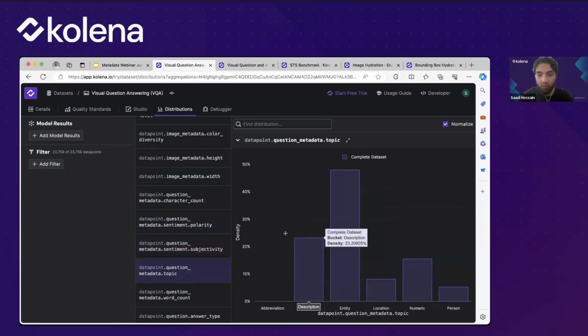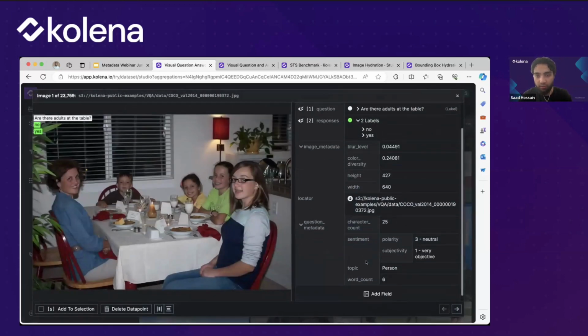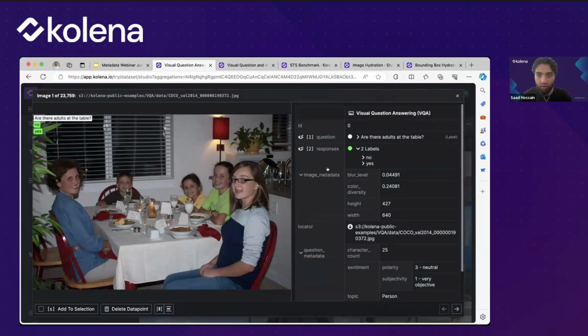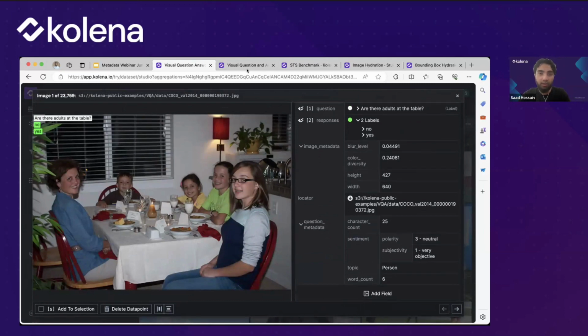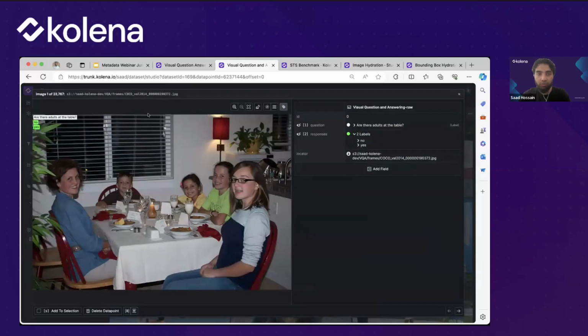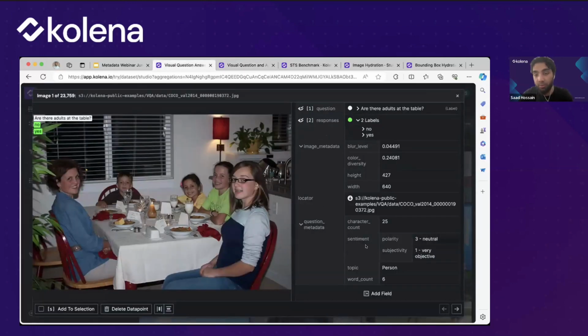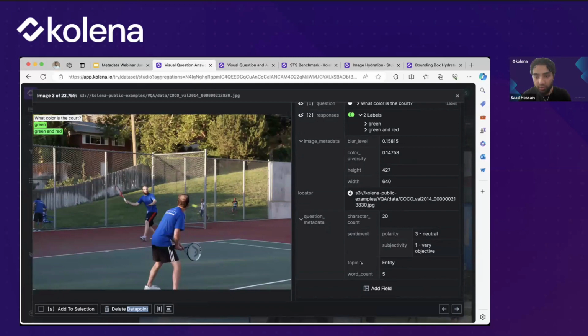We also might be able to extract the topic, and going through the studio, really looking through the platform, we're able to see, for a data point like this, are there any adults at the table? You have this hydrated metadata compared to what we effectively had before, which was just the question responses and maybe a little bit about the type of question. So we're able to sort through it. We're able to see what type of question it is, what does it pertain to?